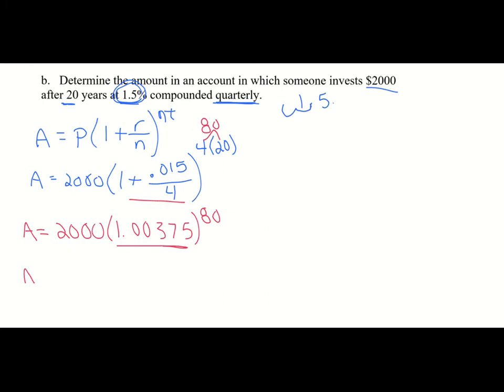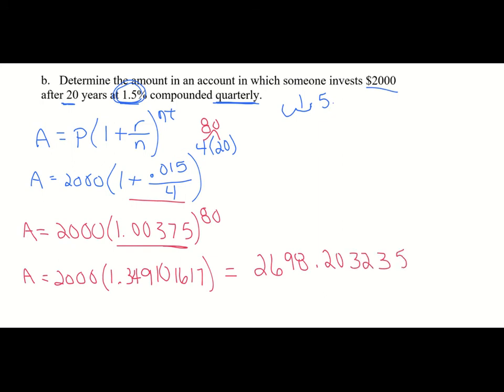So now I'm going to have 2,000 times 1.349101617. And then I will do multiplication next because that's what comes next. So I'll times it by 2,000. And when I do that, I get 2698.203235. And we're dealing again with money, so I'm going to round to the hundredths because we always go out 2 decimal places. Because this is a 3, I'm going to leave the 0 alone.